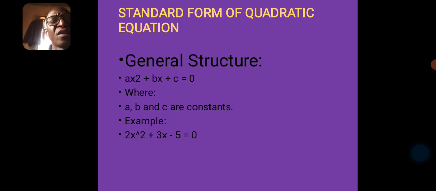Just like I said before, the general form of a standard form of quadratic equation is ax squared plus bx plus c equal to 0, where a, b, and c are all constants. Now, ax squared is called the first term, bx is the second term, while c is the constant term. A typical example of a quadratic equation is 2x squared plus 3x minus 5 equal to 0. Now, 2x squared is the first term, 3x is the middle term, while minus 5 is the constant term. All right?